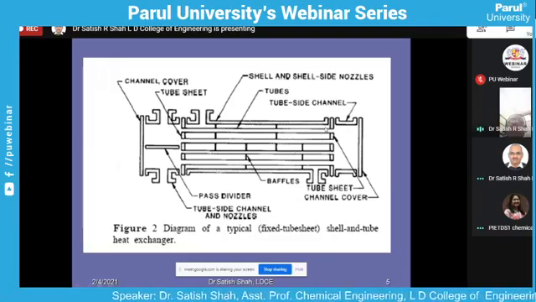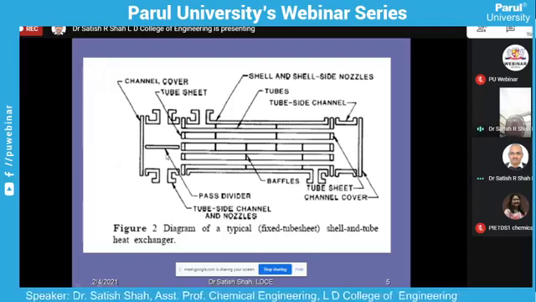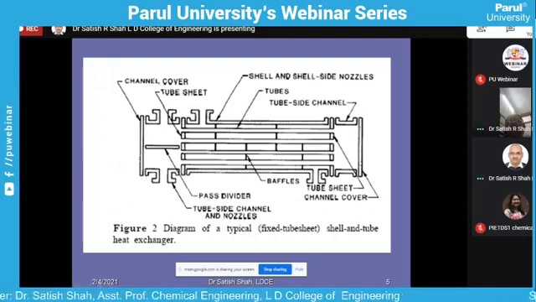We have the tube sheet on both the ends of the tube, and then we have the flange also. Then we have the channel, or we can say it is the head. So this way, this heat exchanger is there.